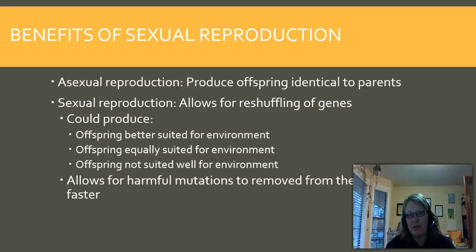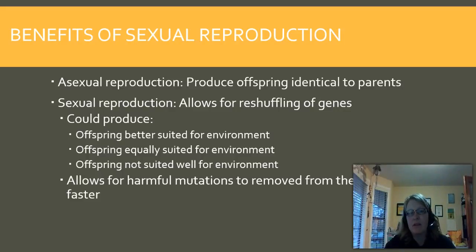However, as we know, the environment doesn't always stay the same. And so what sexual reproduction allows for is a reshuffling of the genes between different individuals. This can produce three different types of offspring. We could have one that's better suited for the environment. So if they inherited both these really strong traits from the parents, then this may be a really strong offspring that could go on and continue to survive in this environment even if things changed. Or we'll have an offspring that's just as equally suited and will survive just fine.